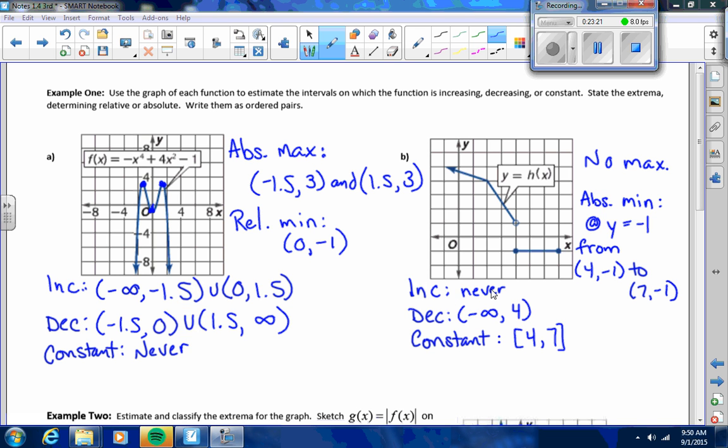Again, it was never increasing. It's decreasing the entire way from negative infinity to 4. It doesn't matter that the slopes change. It still decreases during that slope changing. And then it was constant from 4 to 7.